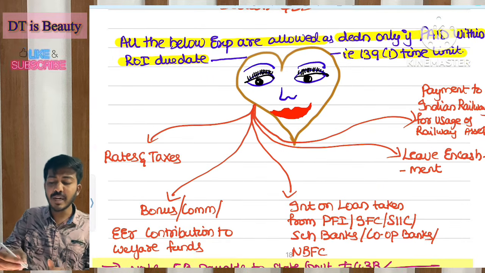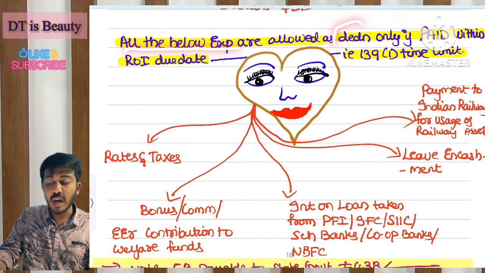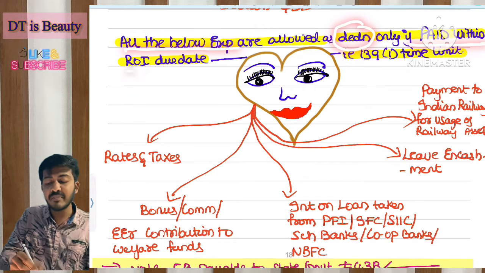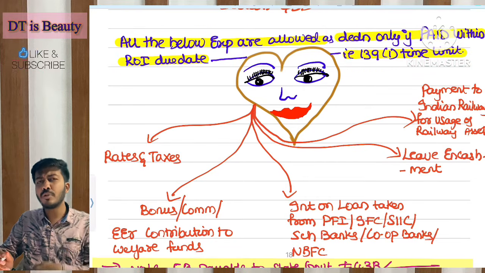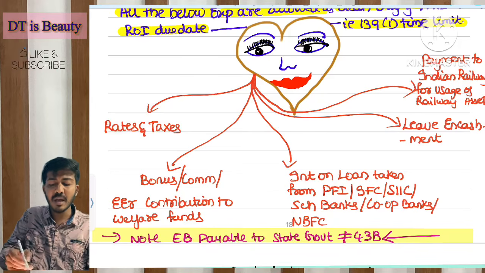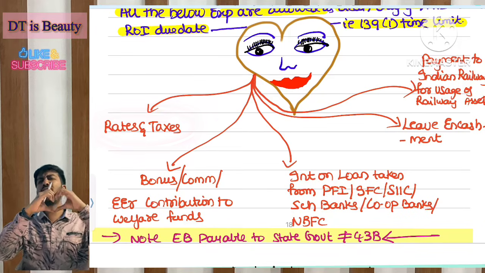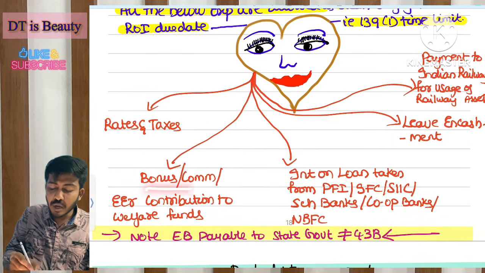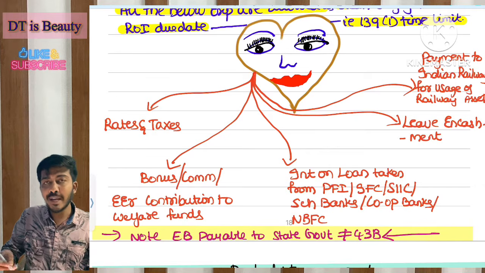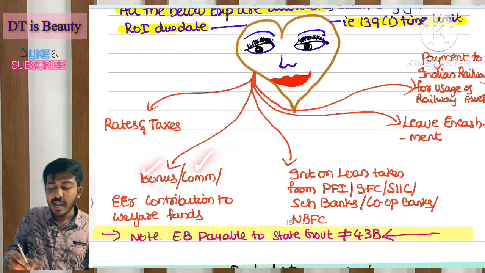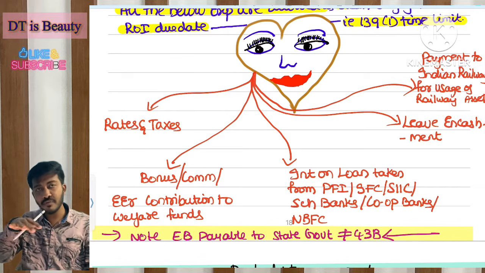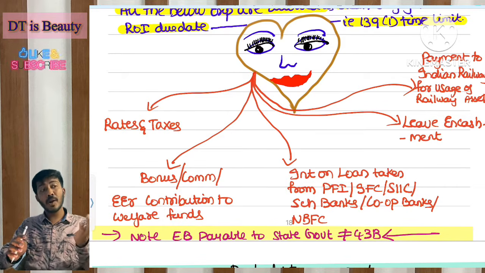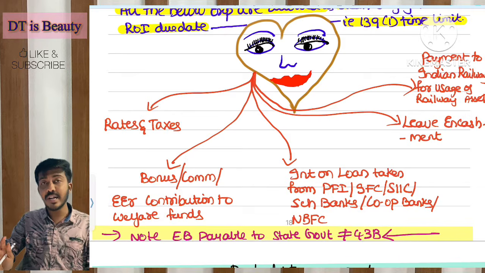Simple. So all the below expenses are allowed as deduction only if they are paid within the return of income due date, that is the 139 one-time limit. So who are those, sir? Which expenses, sir? Firstly, rates and taxes. It has a crush always on it. Bonus or commission which is payable to the employee by the employer. Bonus, commission, employer contribution to welfare funds, 43B will come. However, for employee contribution, 43B will never come because for employee contribution the respective fund due dates are applicable.